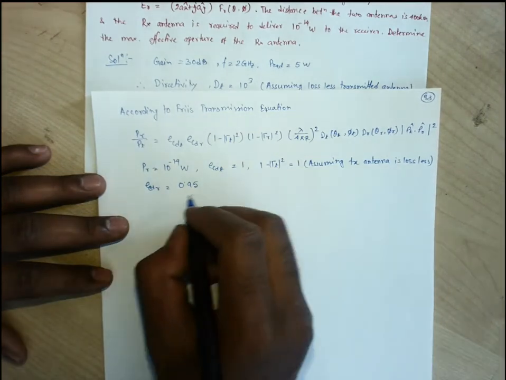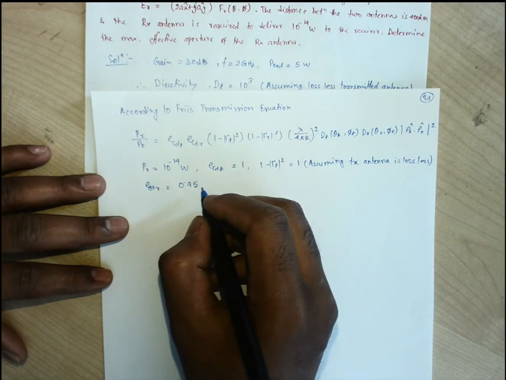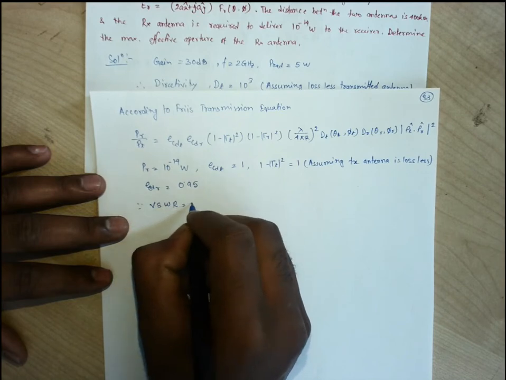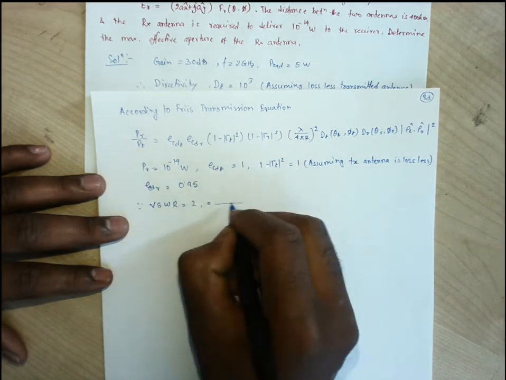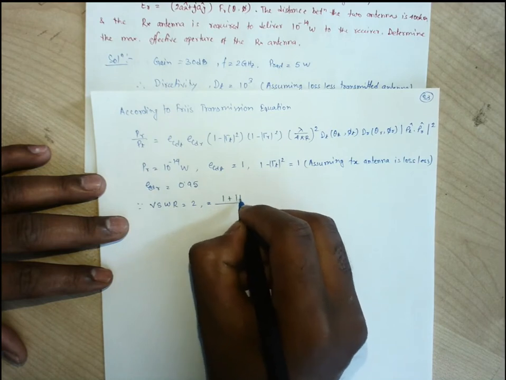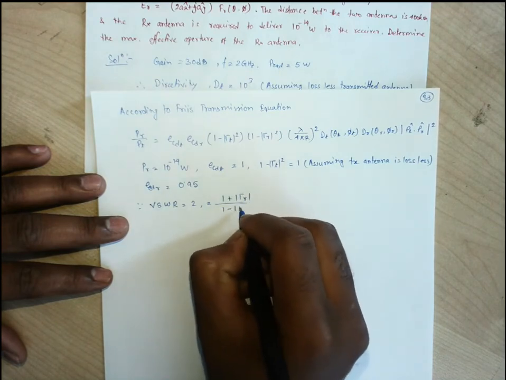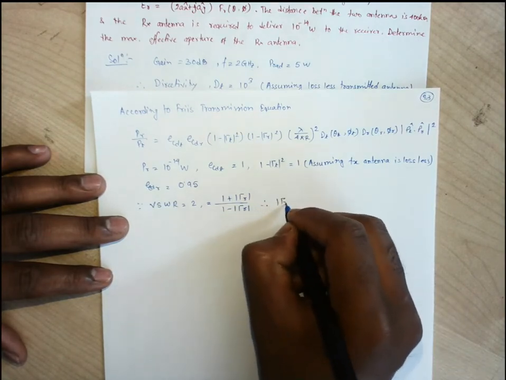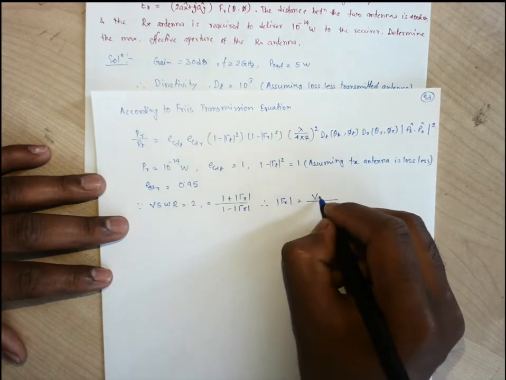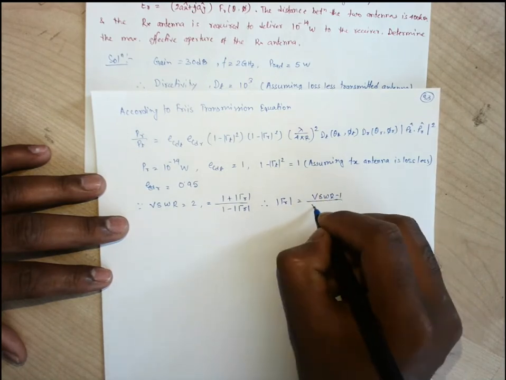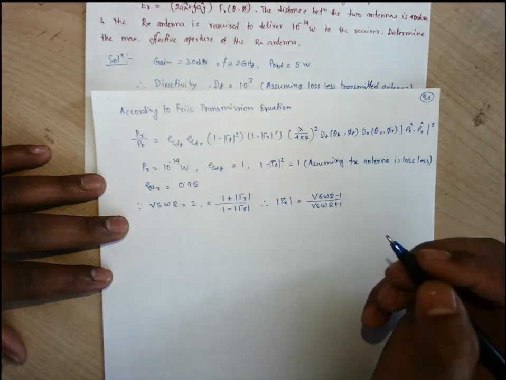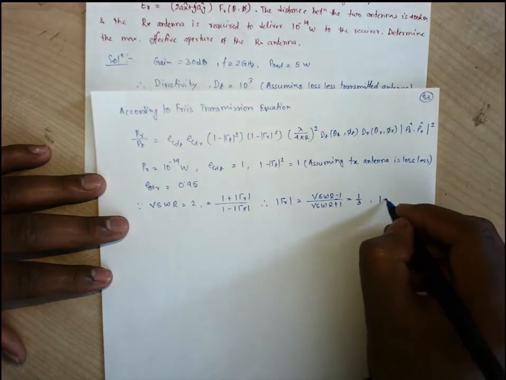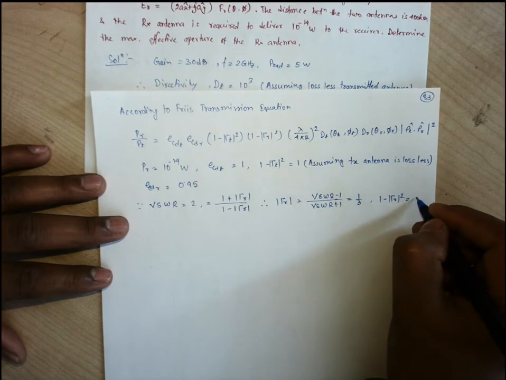Now VSWR is also specified, so from that VSWR we can find gamma_R. Since VSWR is specified as 2, VSWR is 1 plus mod gamma_R by 1 minus mod gamma_R. So gamma_R is VSWR minus 1 by VSWR plus 1, which comes out as 1 by 3. So 1 minus gamma_R squared will be 8 by 9.